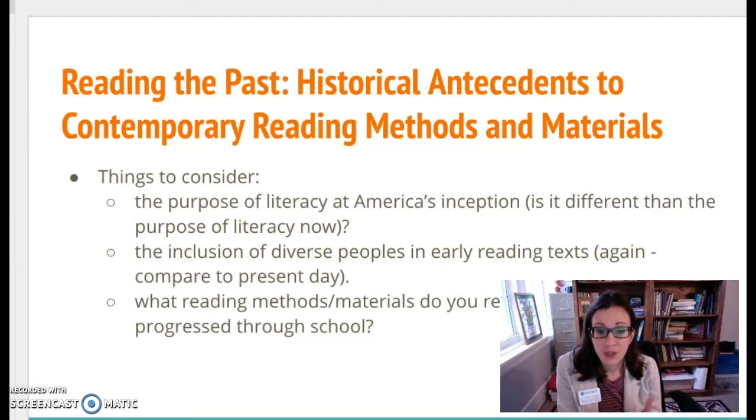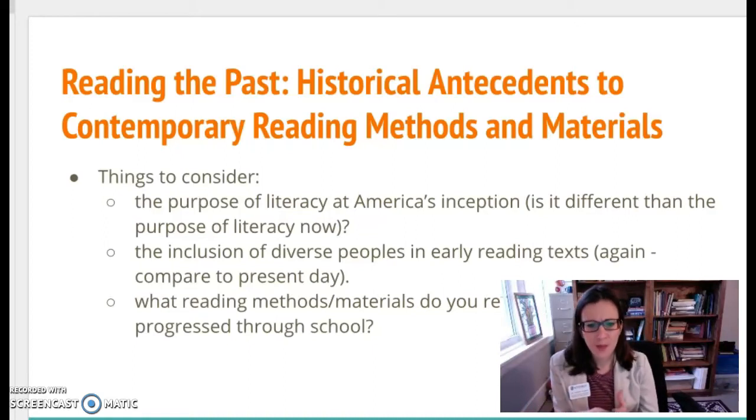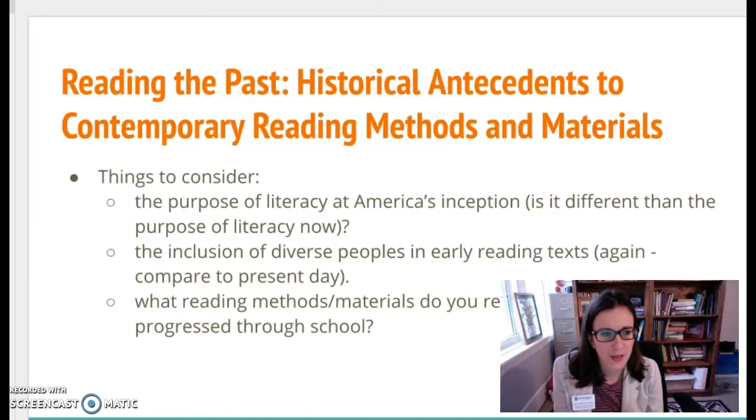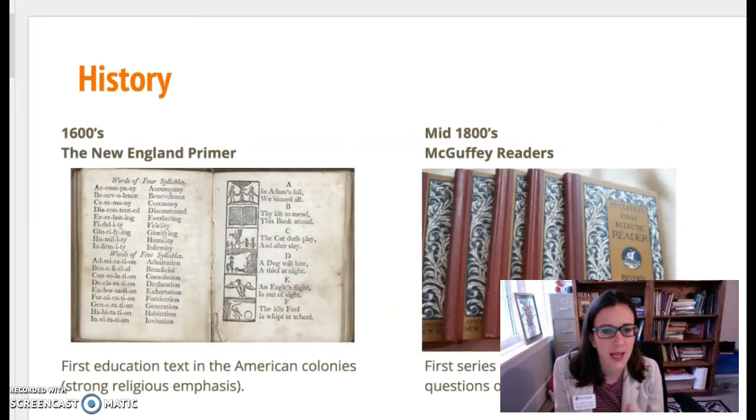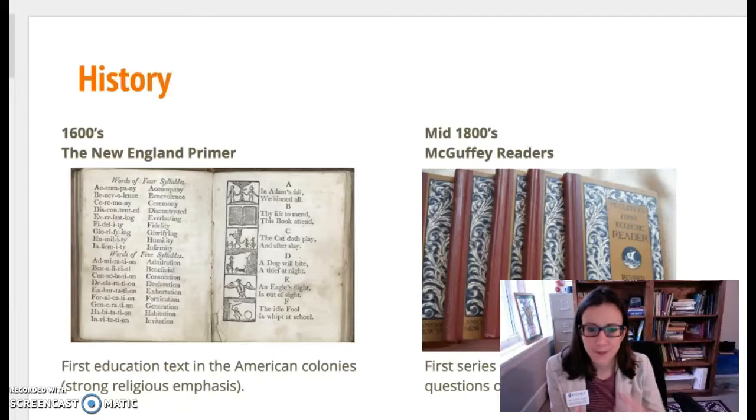The inclusion of diverse people in reading texts at our inception as a country, and then where we've come, how far we've come today, but still how far we need to go. And then what reading methods and materials you remember as you went through school. So just keep those questions in the back of your mind as we talk through a little bit of the history today. We're going to be focusing on history in America.